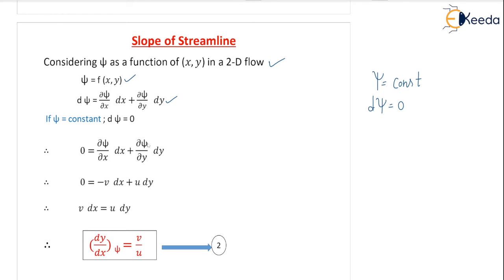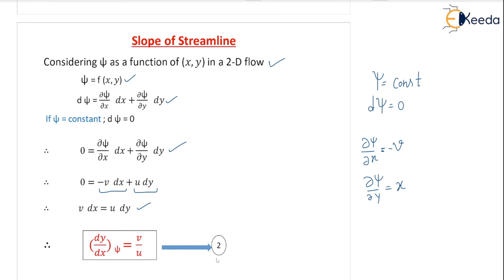So dou psi by dou x dx plus dou psi by dou y dy. And then, what is the value of dou psi by dou x in terms of velocity components? Dou psi by dou x equals v. Either you can take minus v or plus v, as we have told you already. There are two sets, and dou psi by dou y you will get as plus u. Substituting the same values here, minus v into dx plus u dy. So v dx equals u dy you can write. Then what is the value of dy by dx out of this equation? For psi constant, it is v by u.